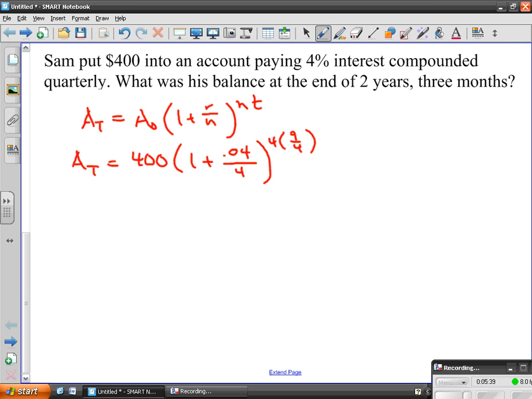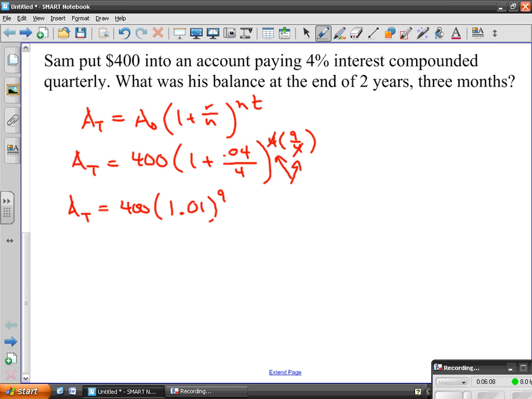Okay, again, I don't want to type this into a calculator. I want to clean this up first. The total amount is equal to 400 times 1 point, now 0.04 divided by 4, it's pretty obvious, it's 0.01. So I'm looking at 1.01. If you look at this exponent here, I have 4 times 9/4. Take a wild guess what those 4s are going to do. Well, if you're guessing cancel, you're right. That 4 will cancel with that, and I'll have it raised to the 9th power.